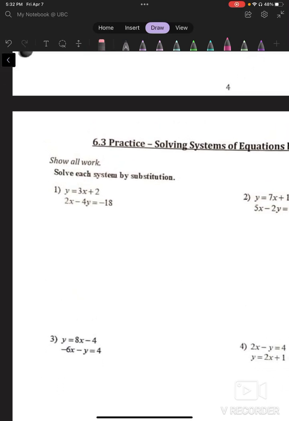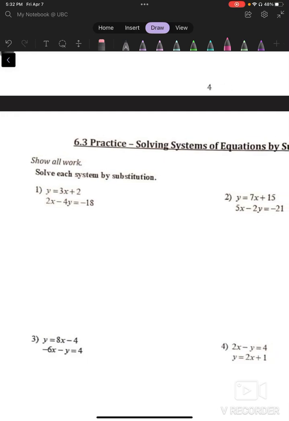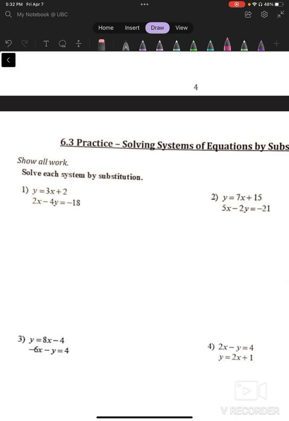For question 1, you have two equations: y equals 3x plus 2 and 2x minus 4y equals negative 18. For solving by substitution, one thing you have to do is isolate one variable in one equation, and here they have done that for you. They've isolated y, and they're telling you y equals 3x plus 2. Once you've realized they've given you that step, you plug in the right-hand side of the equation for that variable. That might not make a lot of sense, but I'll show you examples.